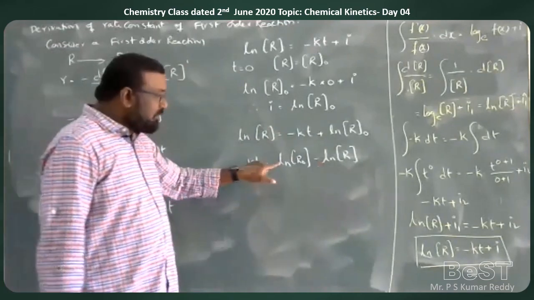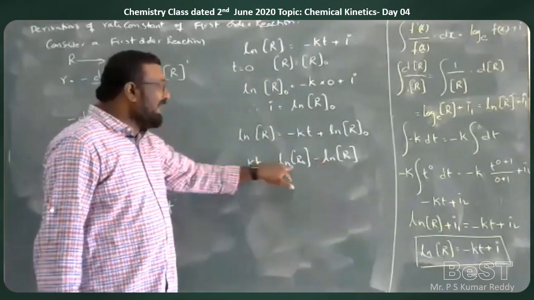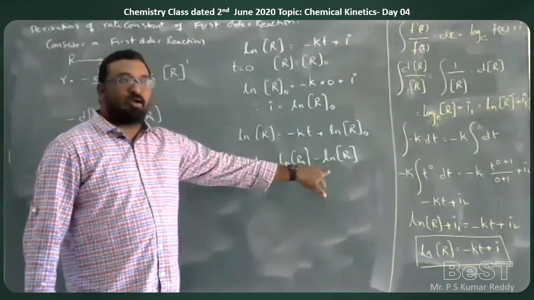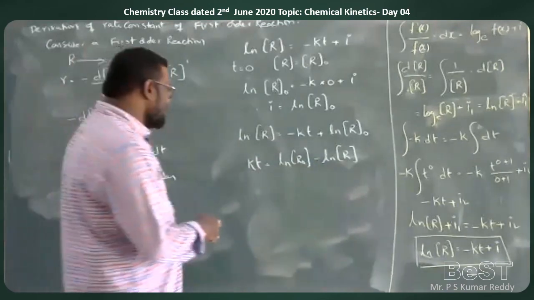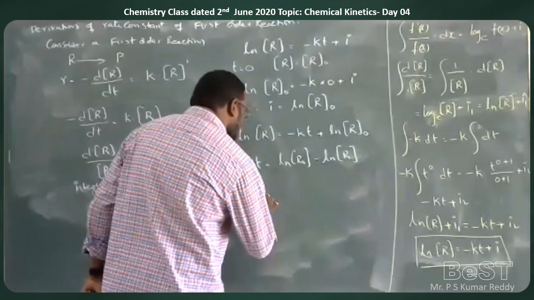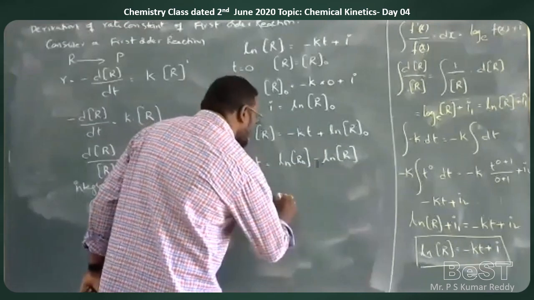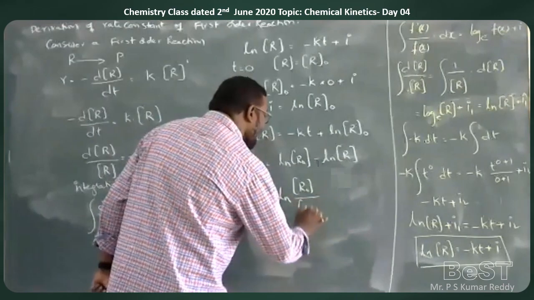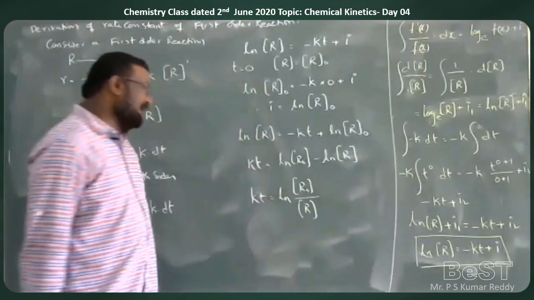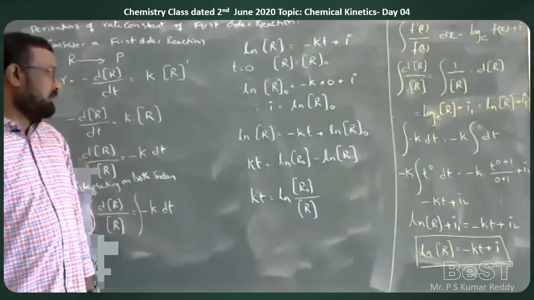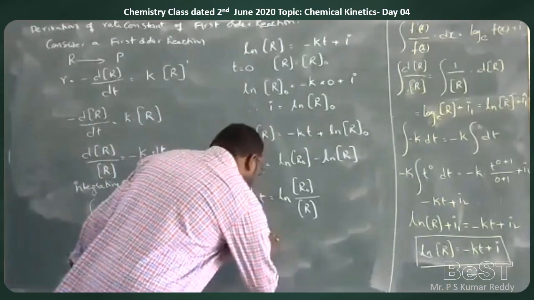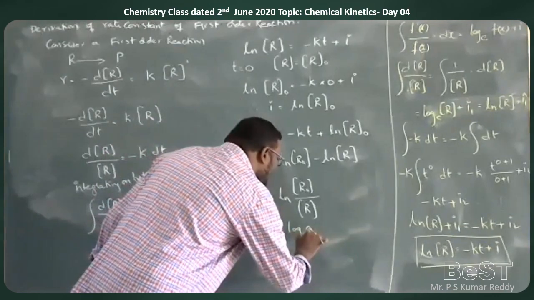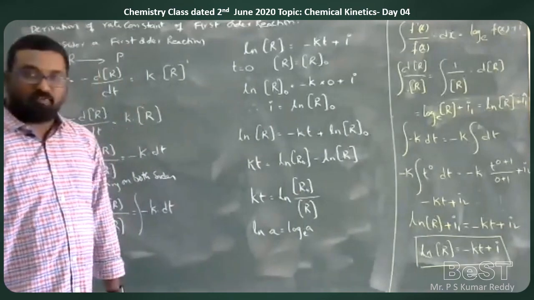Here, you know the formula, log A minus log B is equal to log A by B. So therefore, kt equals log of R naught by R to the base e. Here ln of A means nothing but log of A to the base e.